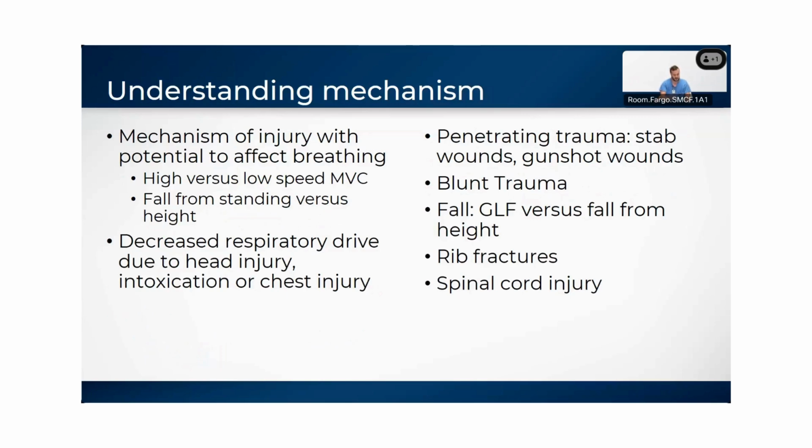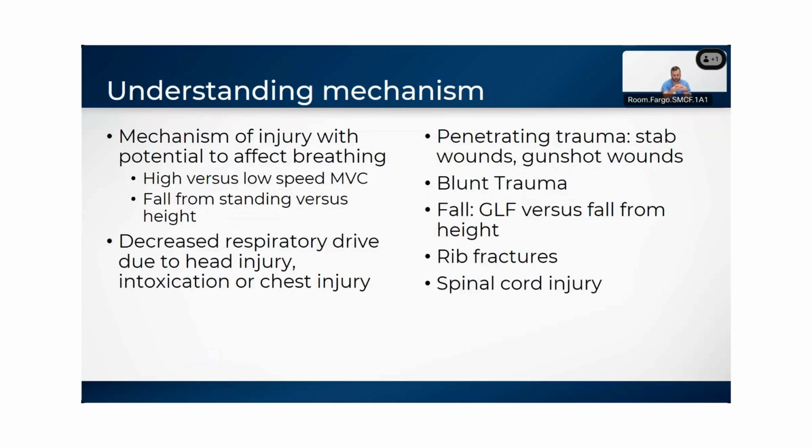So when we go to understanding mechanism, first, what type of trauma happened? Anticipate injuries based on mechanism. Was it a highway speed motor vehicle collision versus a low speed? And then thinking there too, was the patient restrained or unrestrained? Then we think about falls, standing versus falling from a height. And then we wonder too about any loss of consciousness.